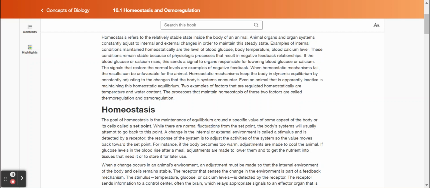Homeostatic mechanisms keep the body in dynamic equilibrium by constantly adjusting to the changes that the body's systems encounter. Even an animal that is apparently inactive is maintaining this homeostatic equilibrium. Two examples of factors that are regulated homeostatically are temperature and water content. The processes that maintain homeostasis of these two factors are called thermoregulation and osmoregulation.